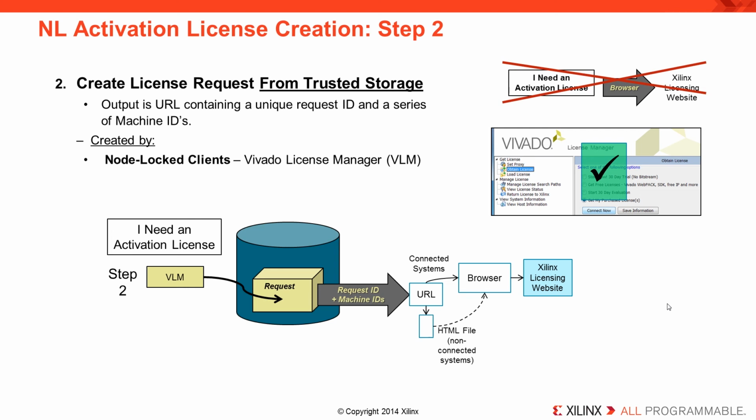As we mentioned before, the output of that request from Vivado License Manager is going to be a URL that will be automatically fed to the browser if you are connected to an internet-enabled machine, or it will be written out into an HTML file. You can choose to do so and then take it to a machine later that has internet access and read that HTML file into the browser. It will automatically take you to the Xilinx licensing website.